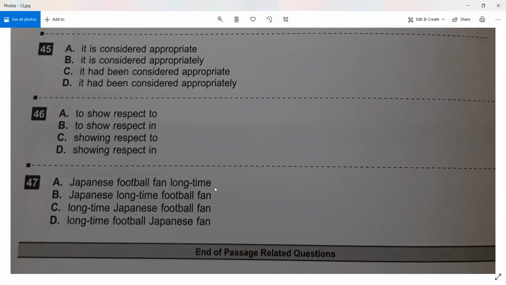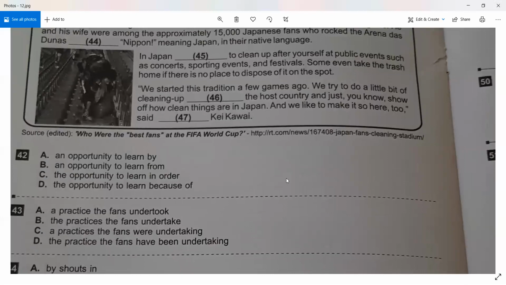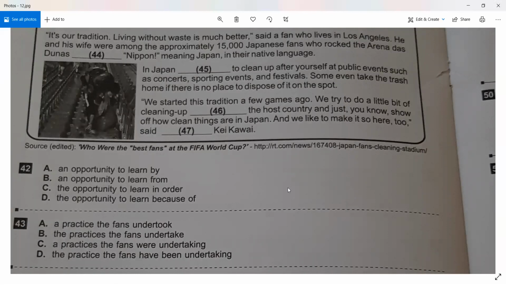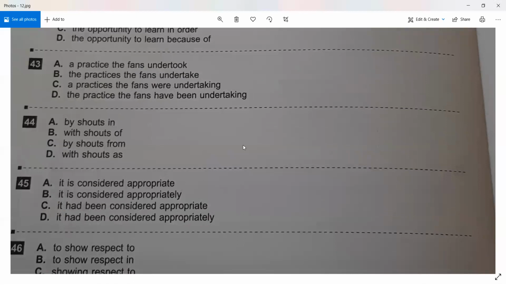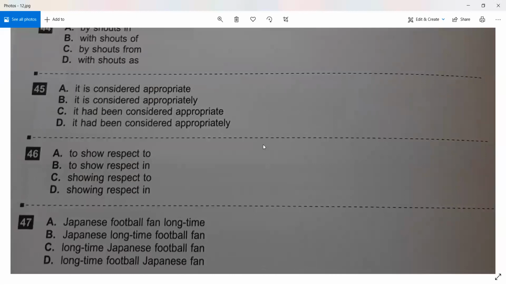See the structure, whether it is Japanese football fan long time, or do you use the long time earlier in the part of the sentence? Or look at the order of adjectives. If you do not know the order of adjectives, there's another video on the channel. Describe an owl. The thumbnail has a picture of an owl. Kindly practice that. The mnemonic is OSSCOM. Go back to the video and understand what is OSSCOM.